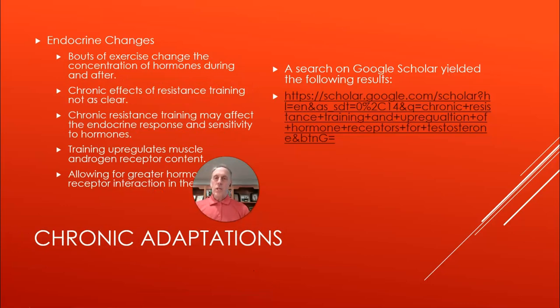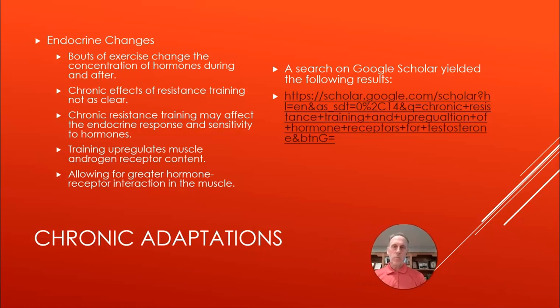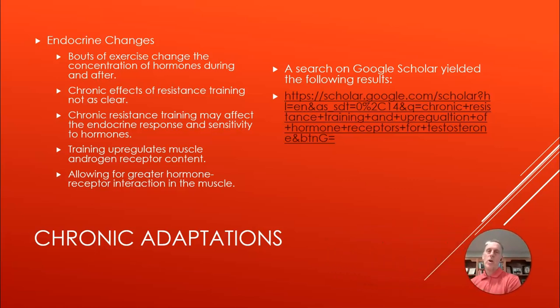All right, so endocrine changes. Bouts of exercise change the concentration of hormones during and after exercise. And then chronic effects of resistance training are just not as clear. We know in the short-term window, in the time of the workout and shortly thereafter, there are changes in hormonal levels, right? But it's just not as readily apparent to see in terms of chronic effects, maybe several weeks down the road. So chronic resistance training may affect the endocrine response and sensitivity of hormones, but we don't know 100% for sure at this point.